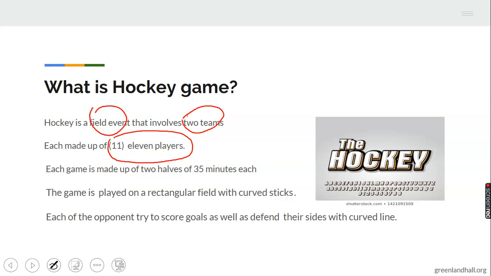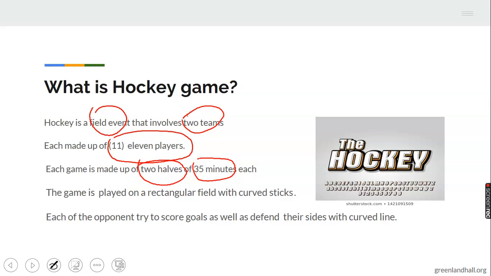Each game is made up of 2 halves, and each half is for 35 minutes. The game is made up of how many halves? 2 halves, and each half is for 35 minutes. So after the first 35 minutes, there will be a short break, after which they will come back and continue the remaining second half of the game, which is also for 35 minutes. So in all, the complete game will take us how many minutes? 35, and another 35 give us what? 70.